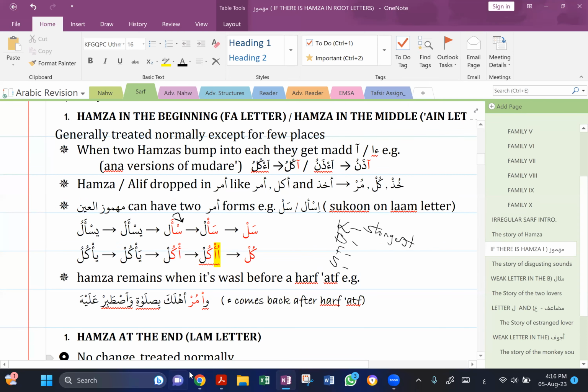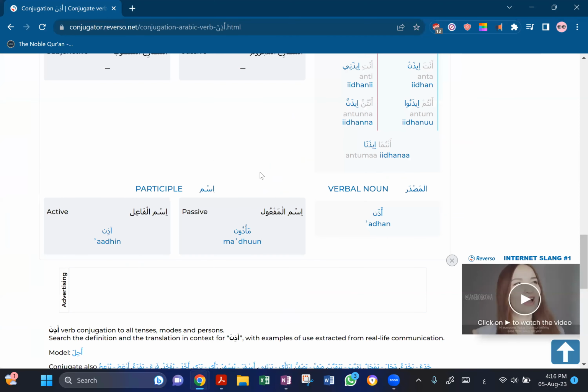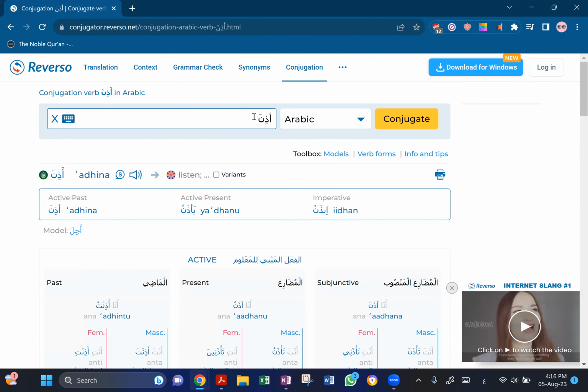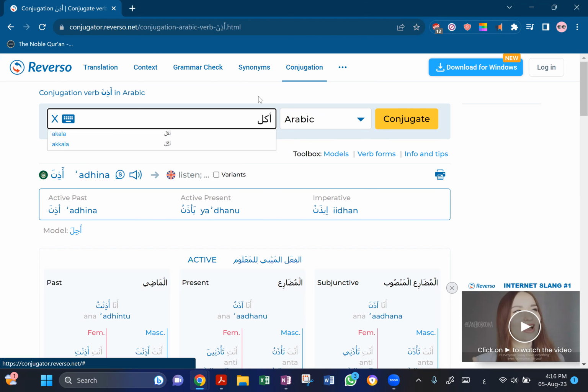So let's just check in reverse or see what reverse said. Because I think it comes back when you have a wa or fa, when you're connecting, like fa kul and wa kul. Yes, that's true. But what she's saying is a madd, like you have kul, an extended letter elongation there or something. So let's look at akala, what they said with akala. Let's look at the amr.